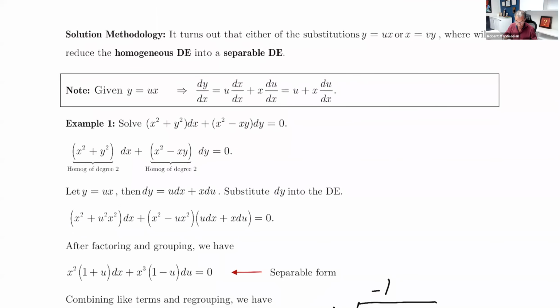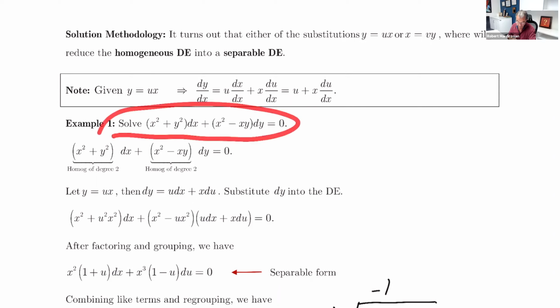Now, let me just read this. The example is going to show you. It turns out that either the substitution y equals ux or x equals vy will reduce the homogeneous differential equation into a separable differential equation. So if we have y equals ux and want to find the derivative dy/dx, we use the product rule. So it's u times dx/dx, which is just 1, plus x times du/dx, and you can write that as u plus x times du/dx.